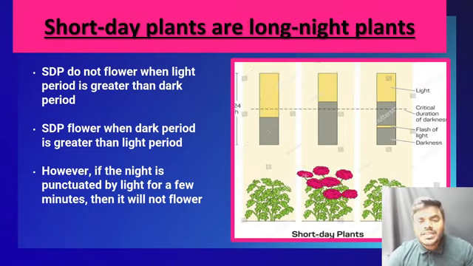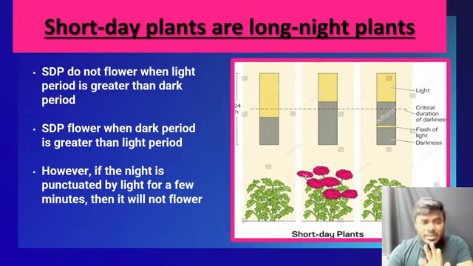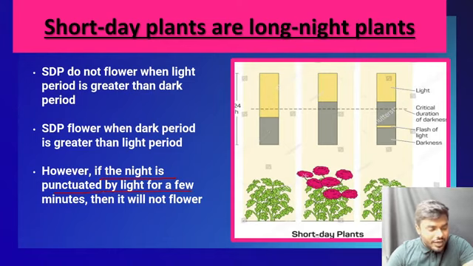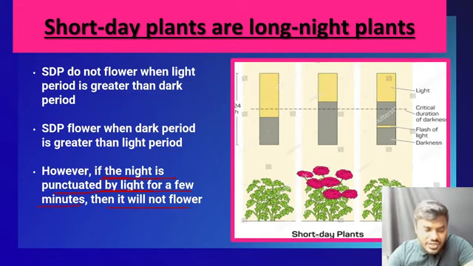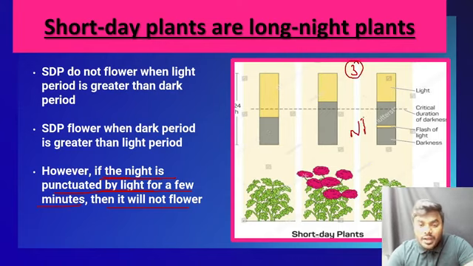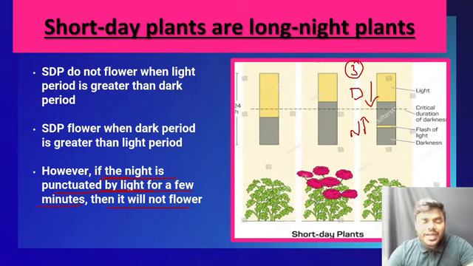Now every student has to understand the third condition. The first two conditions are very easy to understand. Now don't confuse. However, if the night is punctuated, everyone try to understand this particular line. If the night is punctuated by a light for a few minutes, then it will not flower. Every student first of all look into the picture carefully. Originally in the third diagram, which is more? Night is more. Which is less? Day or light is less. Now 100% the short day plant has to flower.